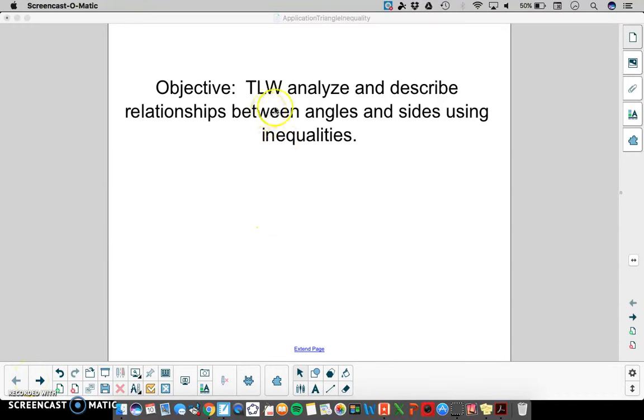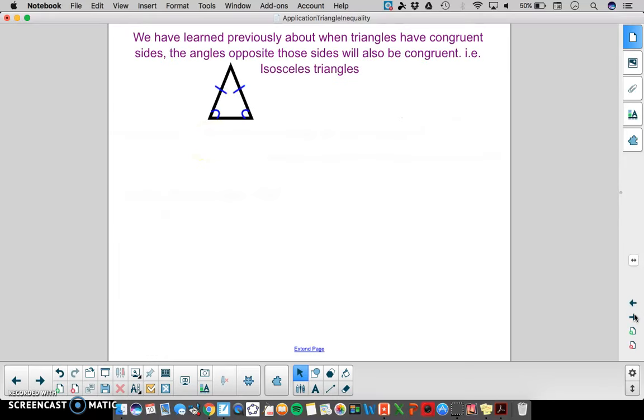In this video, the learner will analyze and describe relationships between angles and sides using inequalities. We've previously talked about triangles having congruent sides, and then the angles that are opposite those sides are going to be congruent, like in isosceles triangles. When we have those two legs of an isosceles triangle that are congruent, those two base angles, which are across from those, are congruent. But what happens if the sides in a triangle aren't congruent?